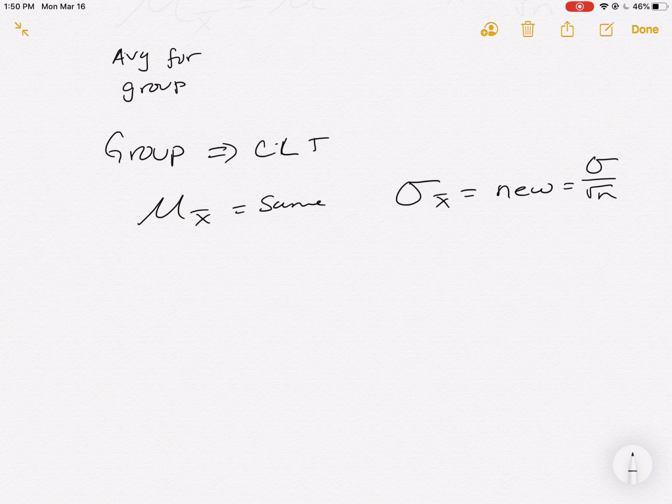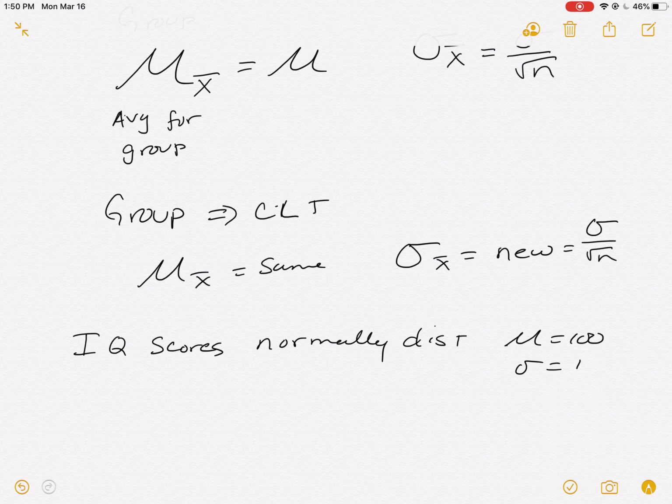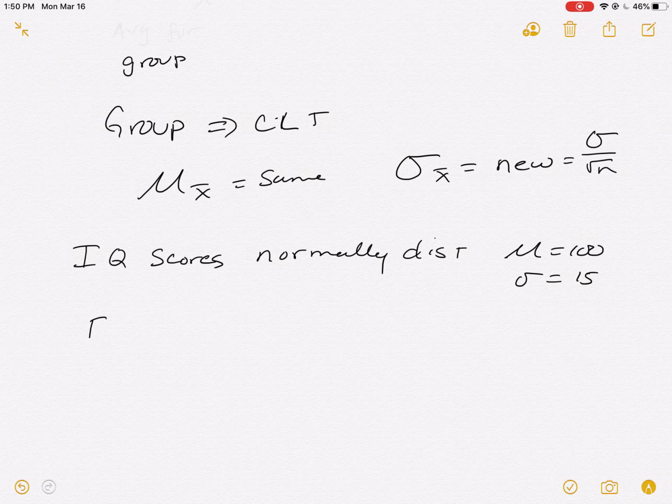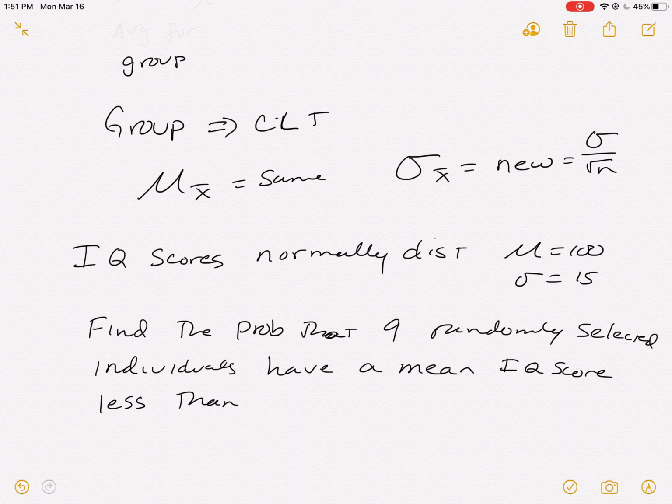So, for example, if we had something like this, if I wrote IQ scores, if you remember before, IQ scores were normally distributed. And they had a mean. The mean was equal to 100, and they had a standard deviation of 15. And our new question is going to be this. Find the probability that 9 randomly selected individuals have a mean IQ score less than 115.